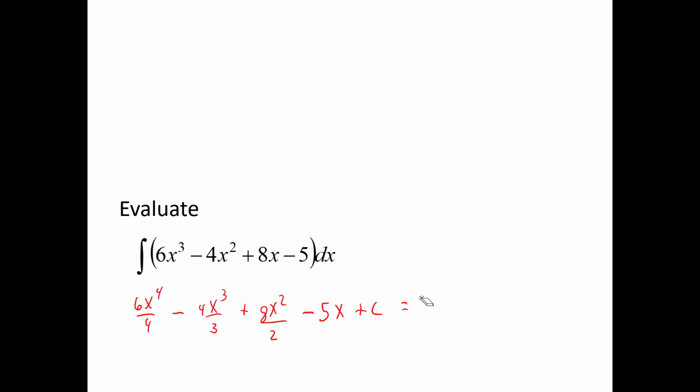Clean that up. 6 over 4 reduces down to 3/2. x to the 4th minus 4/3 x cubed plus 4x squared minus 5x plus c.